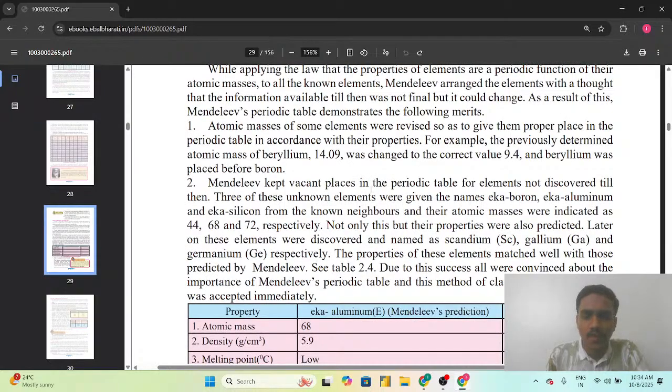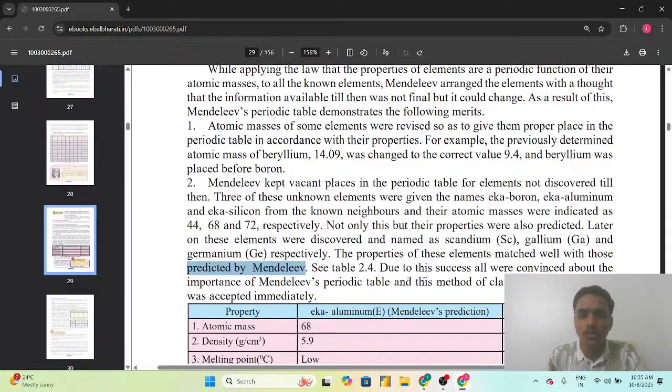Second, Mendeleev kept vacant places in the periodic table for elements not discovered till then. Three of these unknown elements were given the names Eka-boron, Eka-aluminium, and Eka-silicon from the known neighbors, and their atomic masses were indicated as 44, 68, and 72 respectively. Not only this, but their properties were also predicted. Later on, these elements were discovered and named as scandium, gallium, and germanium respectively.